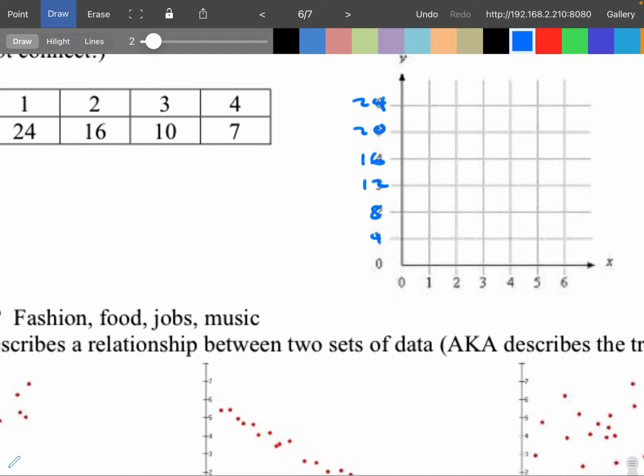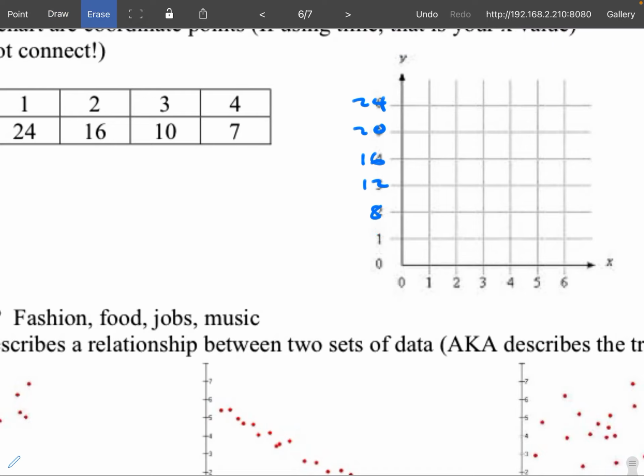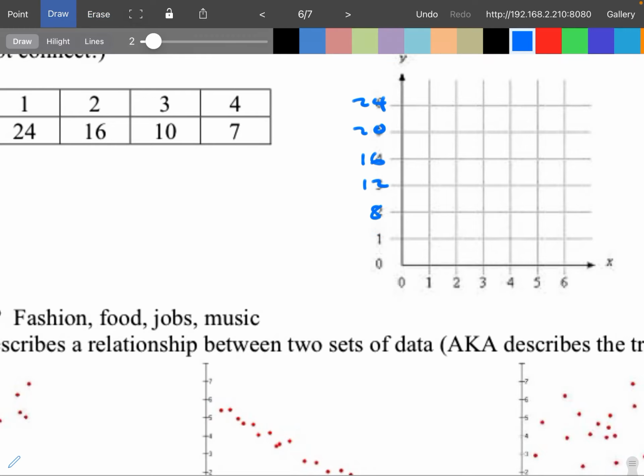So we're going to rewrite this like, well, 0 is still going to be there, but this is going to be 4, 8, 12, 16, 20, 24. Okay, so we're counting by 4s on the y-axis. Does that make sense? All right, now it'll fit, right?